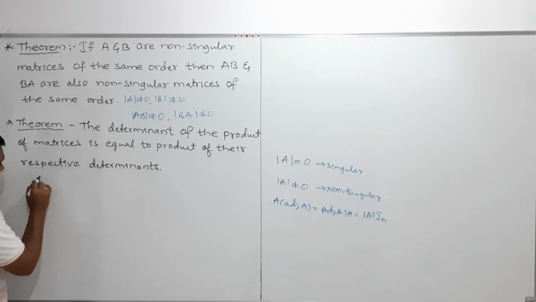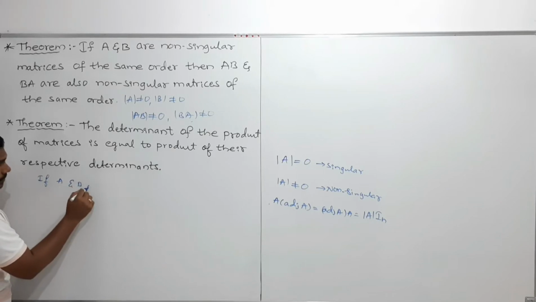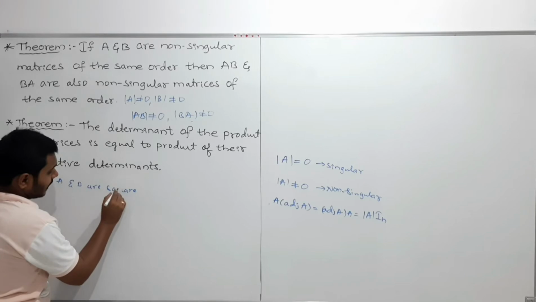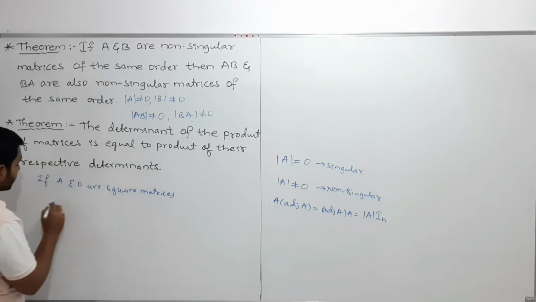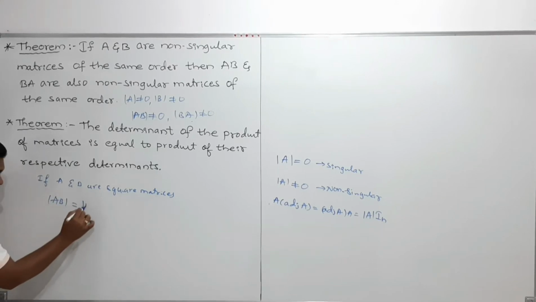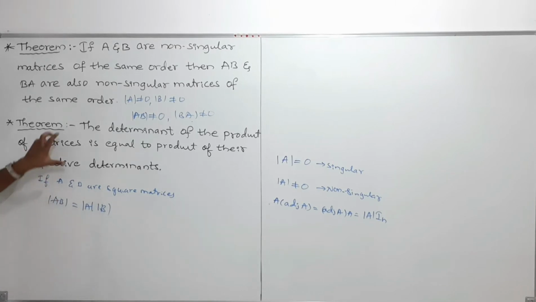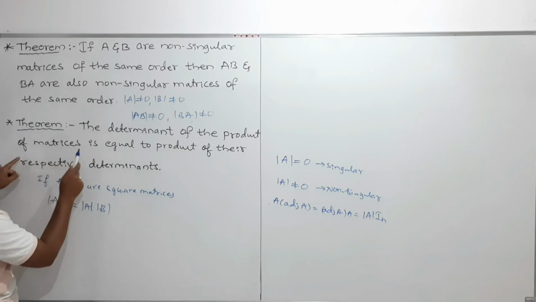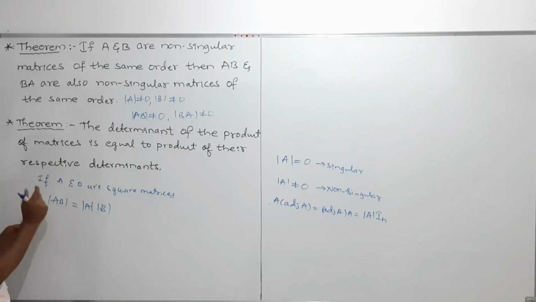So what is that? If A and B are square matrices, then my dear students, if you consider the product of these, the determinant of AB is equal to determinant of A into determinant of B. This is the meaning of the result. So the determinant of the product of matrices: these are the two matrices, and A into B means I am taking the product.